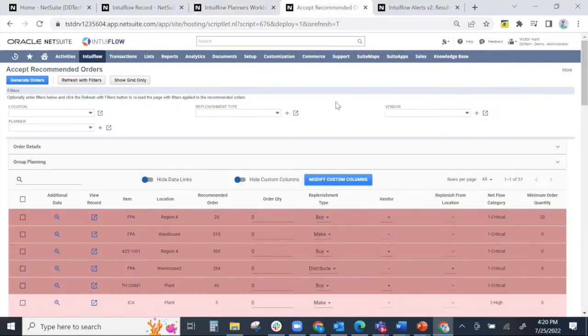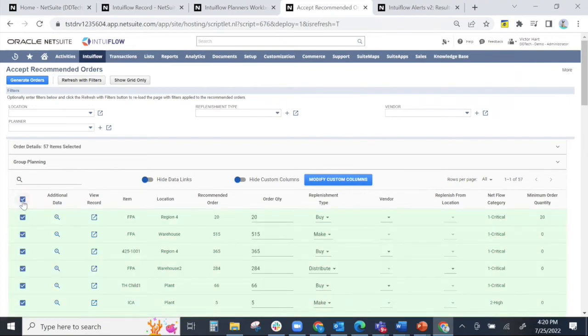Intuiflow users can have various different types of products, from purchase parts, make parts, and distributed parts. And it's easy to accept all of their recommendations en masse. We simply select all of the items that we want to replenish. And then by clicking this Generate Orders button, all of the corresponding purchase orders, work orders, and transfer orders would be created within NetSuite to then follow whatever workflow or process a client has established around those transactions today.